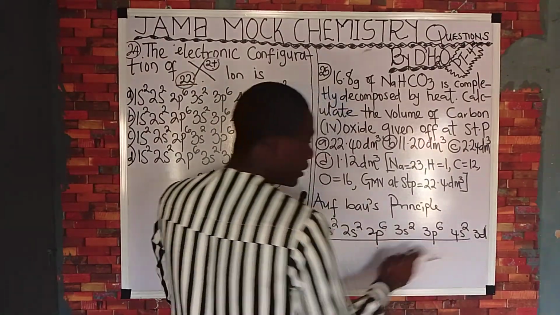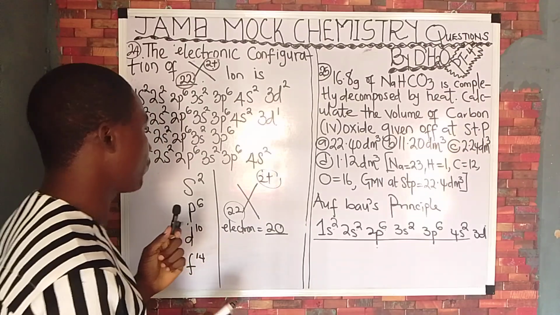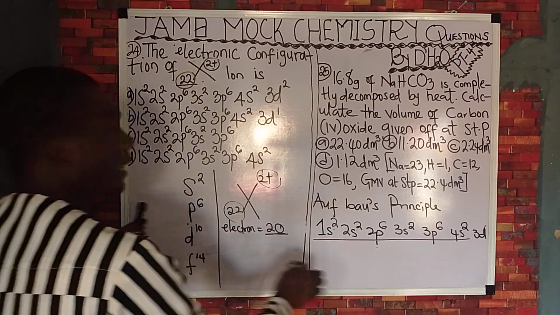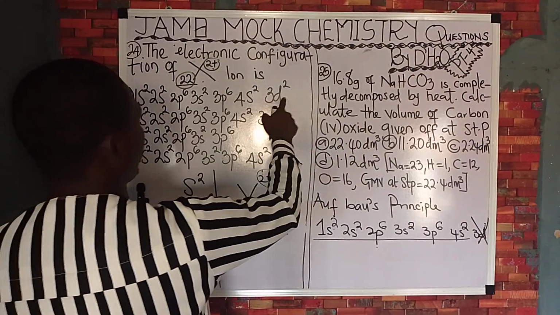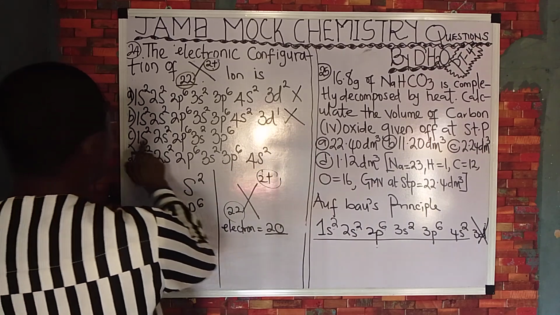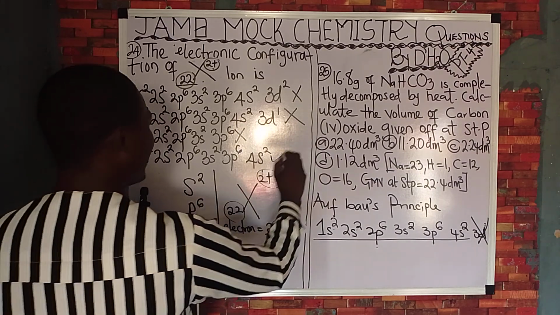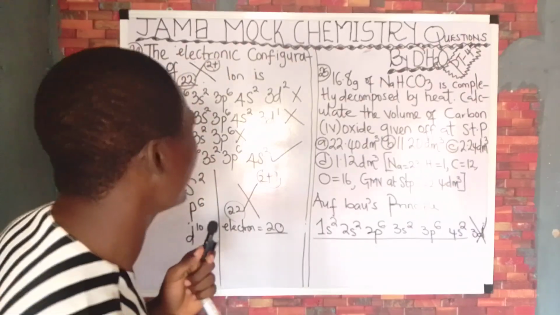Okay, this is similar to the electronic configuration of calcium atom. Remember, there's no electron in the d orbital, so we can remove the d orbital. If you watch very well, you have d orbital here, so we cancel this option. We cancel this option. This one does not get to the 4s, so we cancel this option. Our answer is what? D. Thank you. Now let's take the next question.